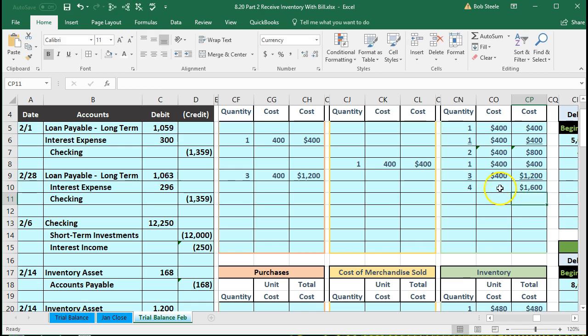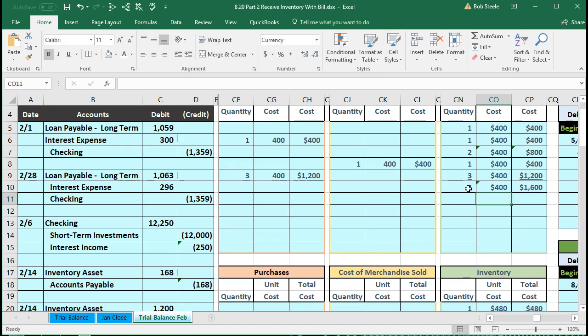And then what we're going to say is, if this is the total cost and this is the number of units, and we divide the two out, this divided by the 4, we will get the average, which of course will be 400 because nothing's changed here. So we're going to say this equals the 1,600 divided by the 4 units.